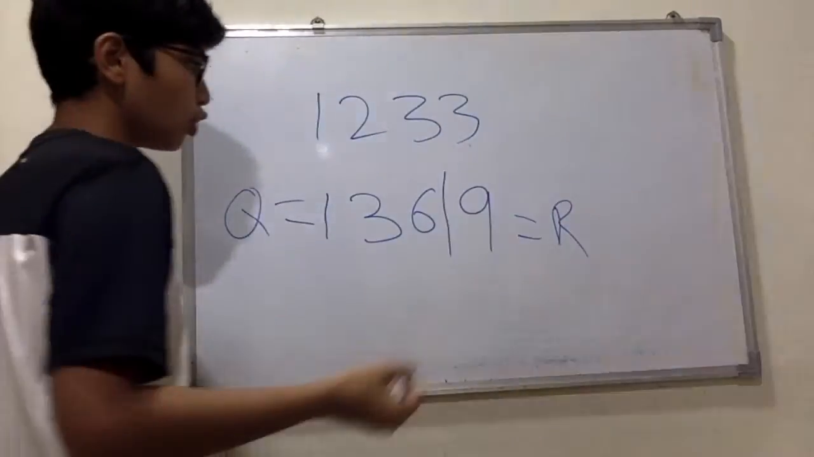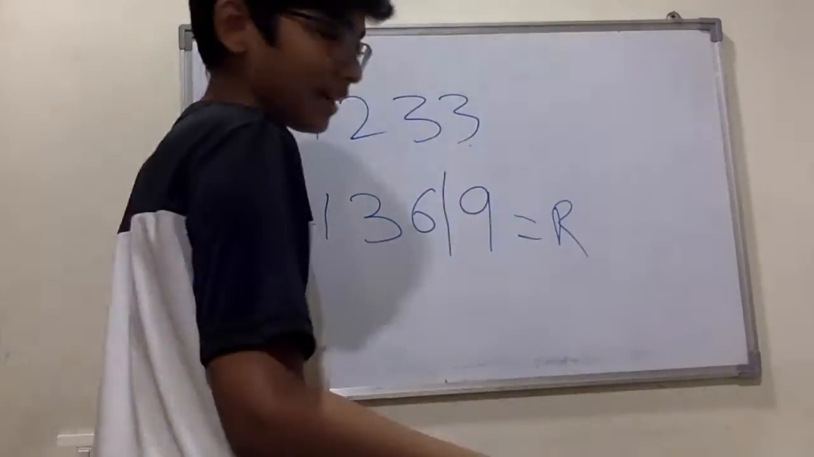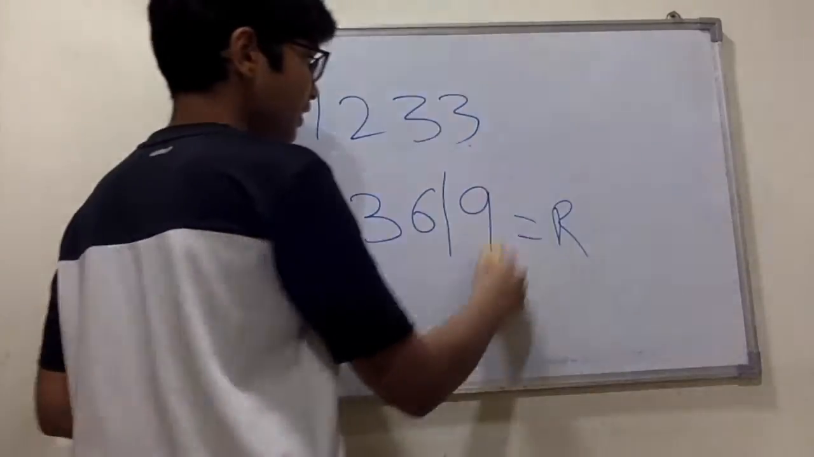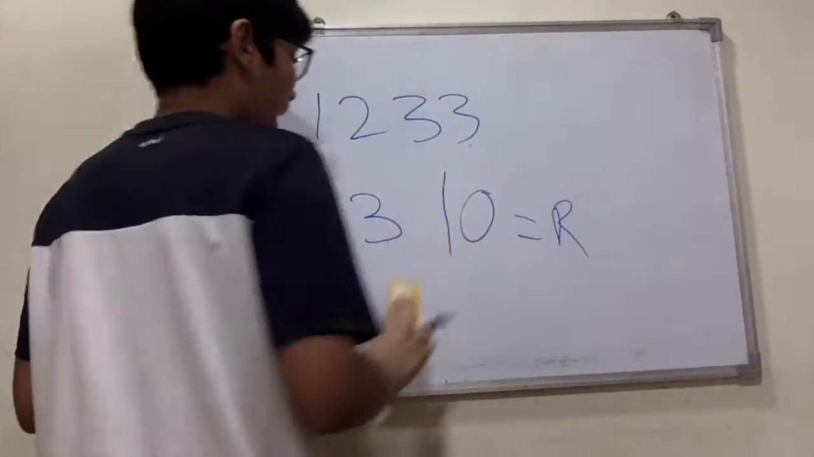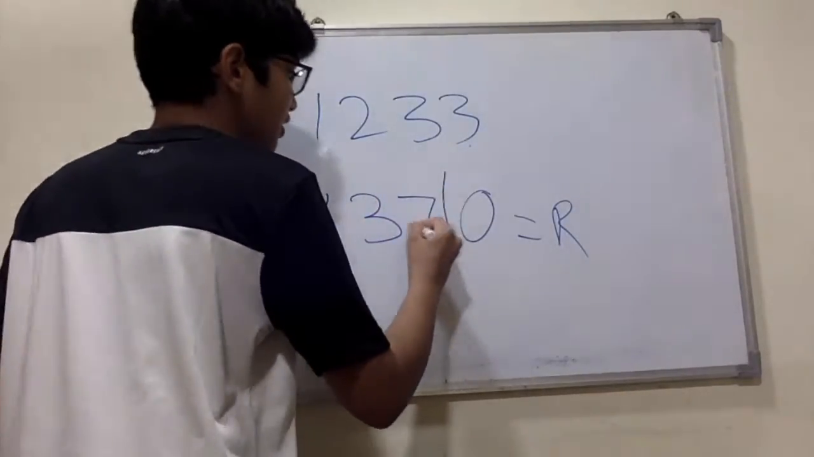But like I told you before, the remainder can never be 9 if any number is divided by 9. So to fix this, I'll have to change 9 to 0 and add 1 to the quotient. So instead of 136, it will become 137.